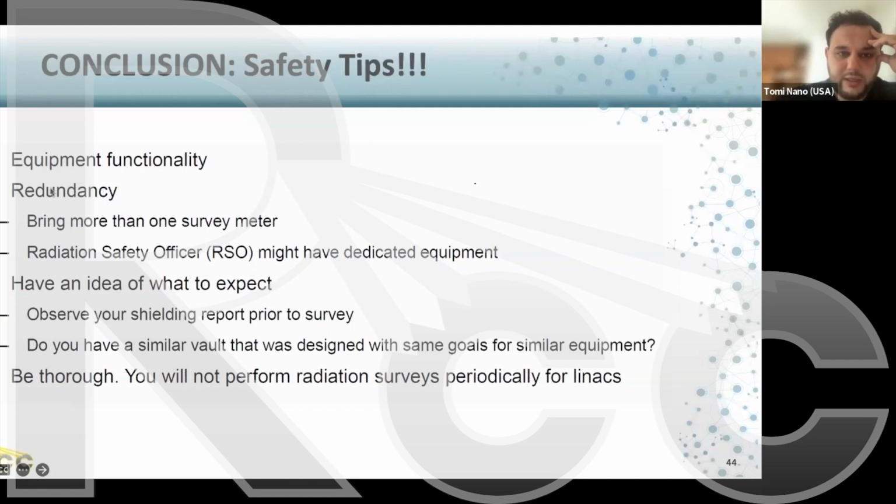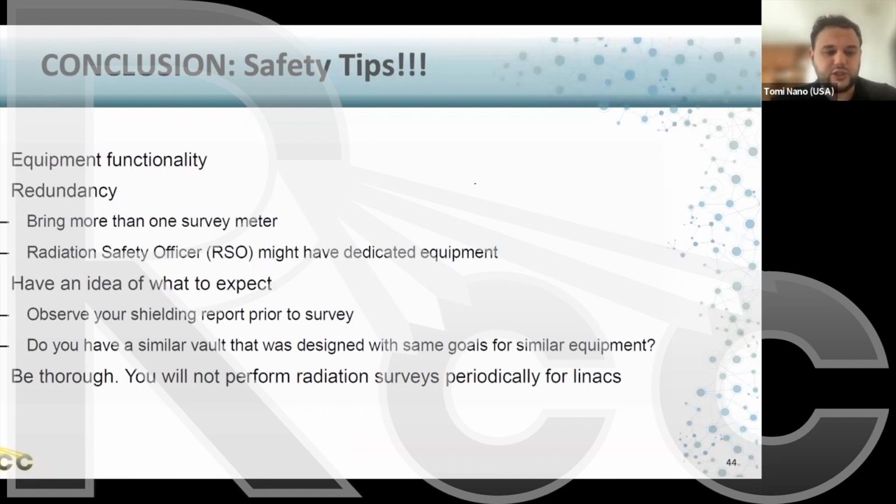Whenever you're doing calculations or surveys, you want to build in a lot of redundancies: more than one survey meter, more than one person. A radiation safety officer is somebody who is assigned to radiation safety. Having a radiation safety officer is also a good idea. And then have an idea of what to expect, in terms of making a plan.